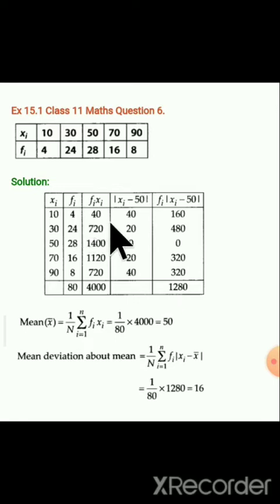Next multiply frequency into this one. 4 into 40 that is 160. 24 into 20 that is 480. 28 into 0 that is 0. 16 into 20 that is 320. 8 into 40 that equal to 320. Next take the sum of these values. We will get 1280. Therefore mean deviation about mean is 1 by n into summation of fi into |xi minus x bar|, that is 1280 divided by 80 that equal to 60. This is the required answer.